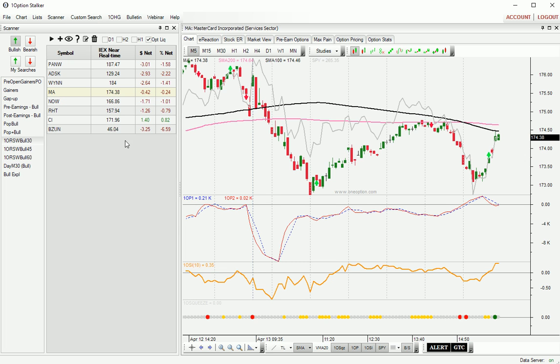Let me use this chart to explain. So here you have MasterCard, MA, market selling off, but the stock is only down a little bit, and it's still above its prior low of the day. Even though the market, SPY, is making a new low of the day, it is not. That is fantastic relative strength.